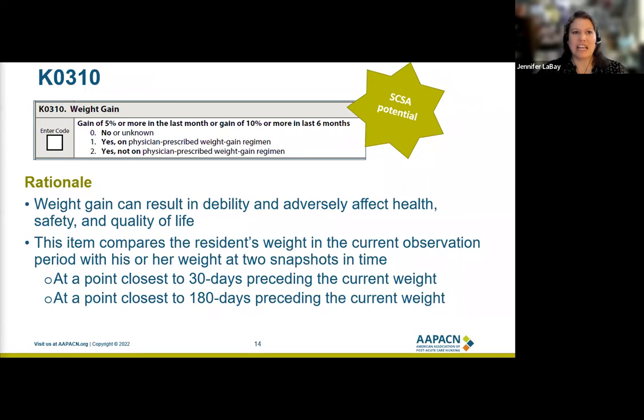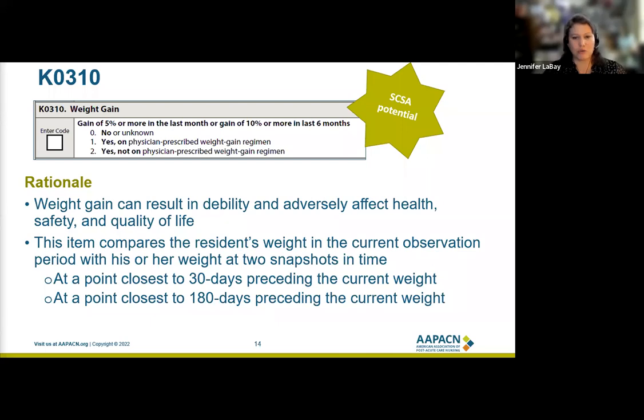Weight gain, item K0310, is very similar to the calculation for the weight loss. We're again looking at a 5% in 30 days or 10% in 180 days, same snapshots in time. Again, we're looking at the date of the weight that was used on that current assessment, counting back approximately 30 days, approximately 180 days. The rationale for this item is that weight gain can also result in a debility and adversely affect health, safety, and quality of life.